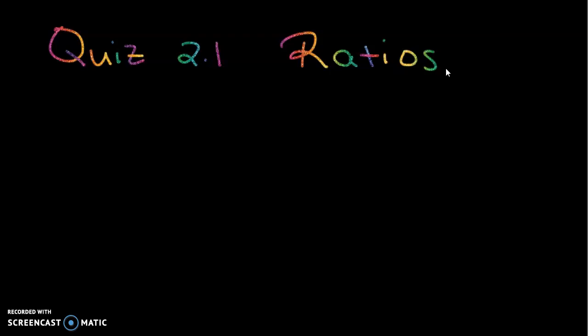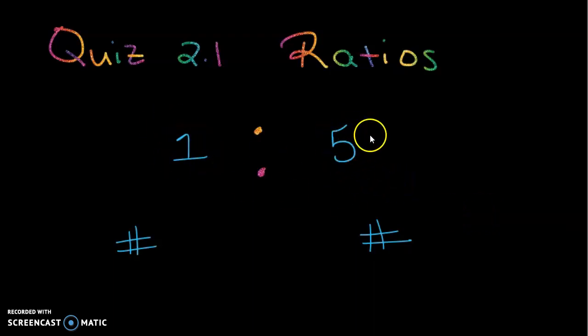A ratio, all we are doing is comparing something to something, and it has a colon in it. It can be written like a fraction, but most of the time it's just written with dots, this colon here. So all it is, we are just comparing a number to a number. For example, if I were to tell you that for every one teacher, there are 50 students, that's a ratio. It's a 1 to 50 ratio.